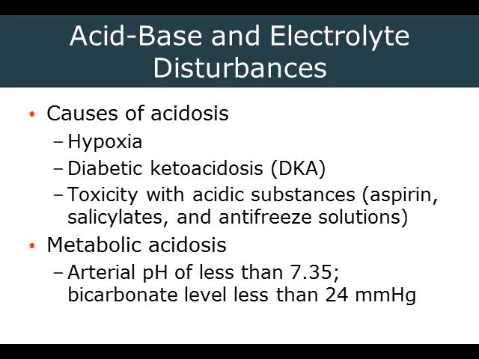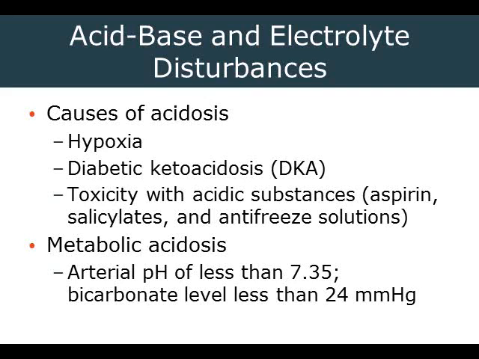Toxicity from certain acidic substances, such as aspirin or salicylates. Aspirin is acetylsalicylic acid, and that in and of itself, you take a whole bottle of aspirin, you make your body very, very acidotic. Antifreeze solutions, amongst many other different substances we can run into that could potentially make us very, very acidic. When we get a metabolic acidosis, that means we have an arterial pH of less than 7.35 and a bicarbonate level of less than 24 millimeters of mercury.